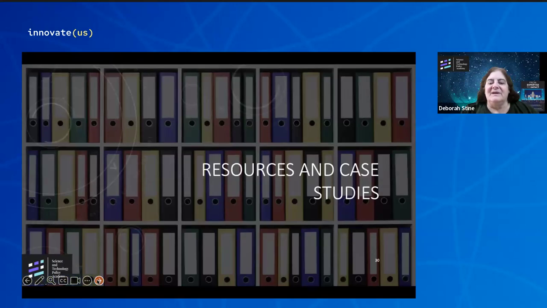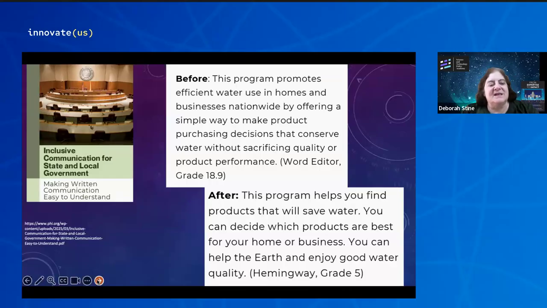Okay, so now moving on to our last section here, which is resources and case studies. I thought this was a pretty good guide. This is called Inclusive Communication for State and Local Governments: Making Written Communication Easy to Understand. And this is a before and after. This program promotes efficient water use in homes and businesses nationwide by offering a simple way to make product purchasing decisions that conserve water without sacrificing quality or product performance.